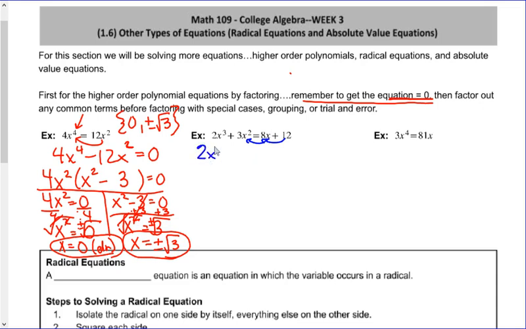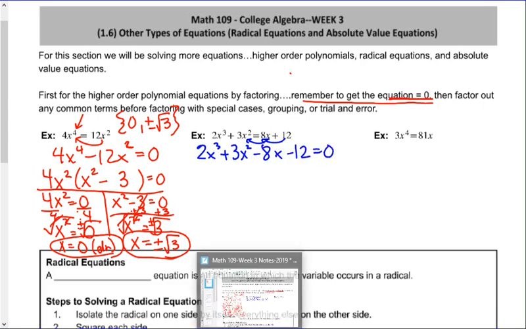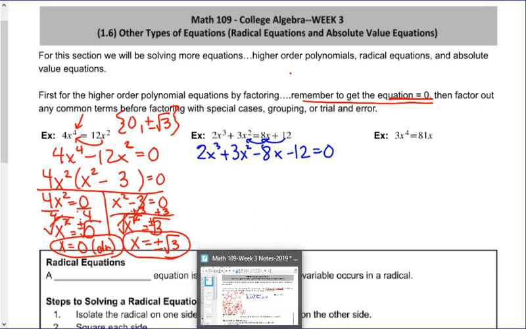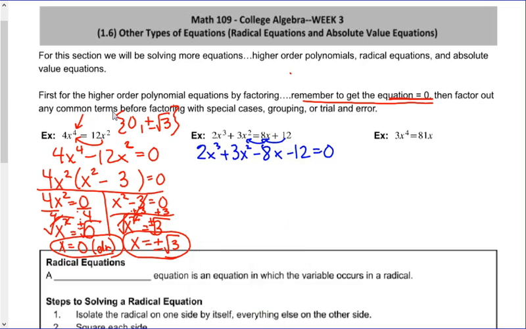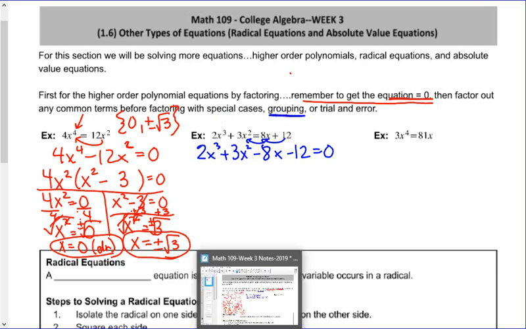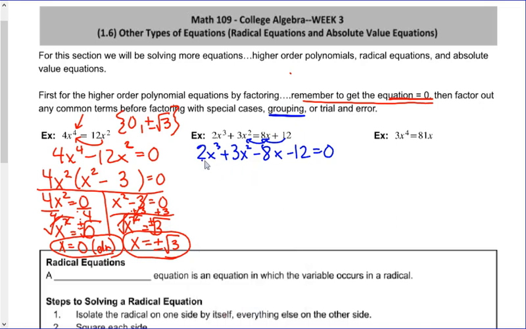So what I get is 2x cubed plus 3x squared minus 8x minus 12 equals 0. Okay? Now, I set it up here equal to 0 and take out any common terms before factoring with special cases or grouping. This, if you recall, is one of these grouping problems where I need to group 2 by 2. So I'm going to group those 2 and those 2 together.